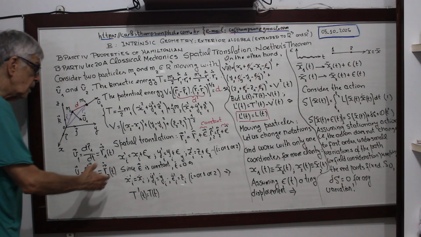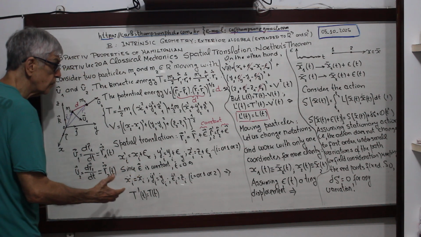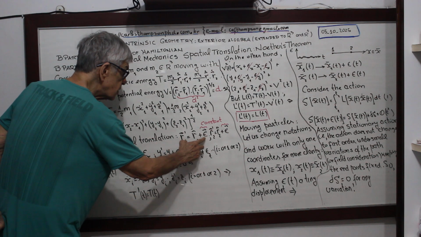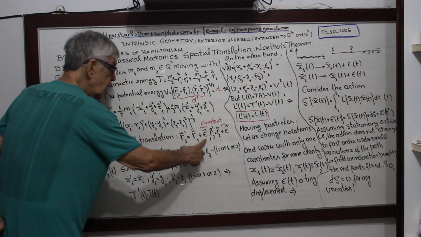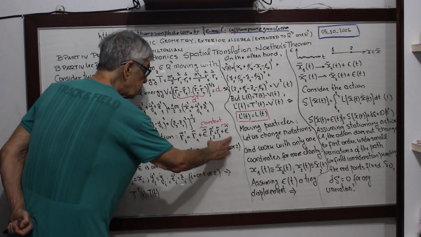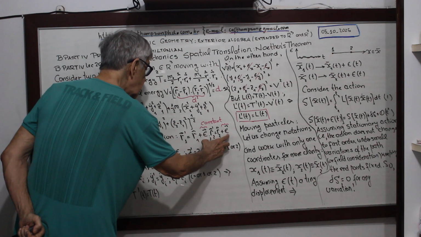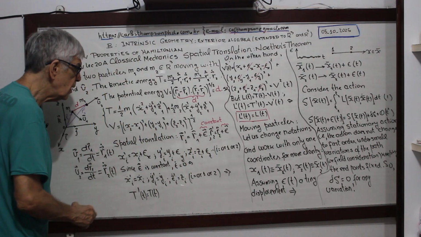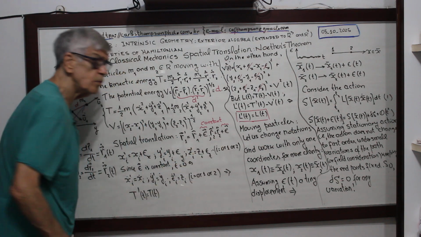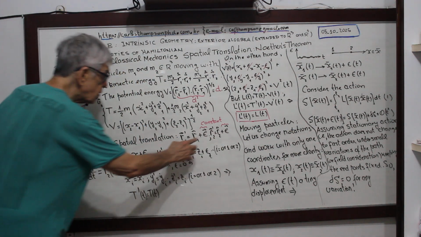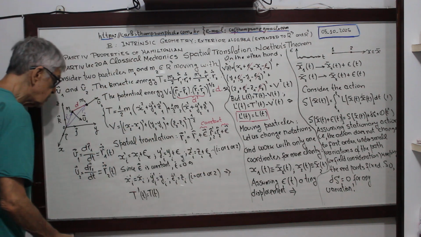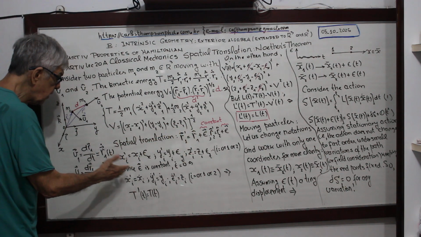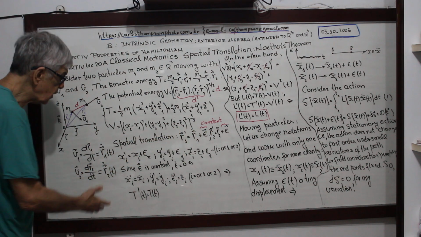So let's apply a translation. R1 prime is R1 plus epsilon, which is a vector, and R2 prime is R2 plus the same vector displacement. That's a tiny displacement which is assumed to be constant. So this vector is assumed constant, and this can be expanded through the components, the coordinates.